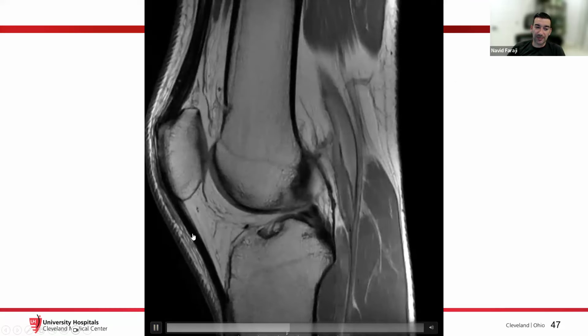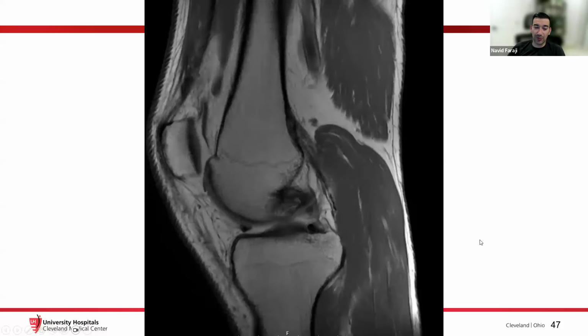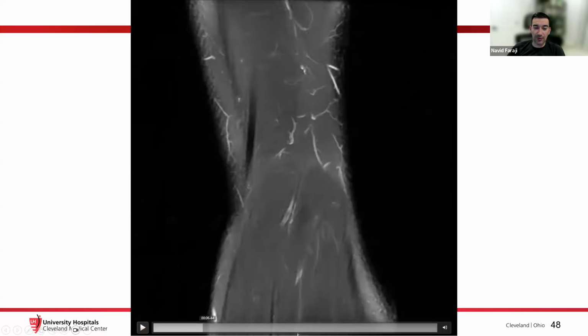Here's the quad tendon. Here's the patellar tendon. That all looks pretty good. So no major pathology of the ligaments or tendons in this particular case. That was a sag plane. Let's look in the coronal plane.